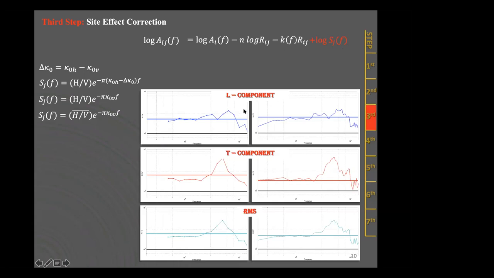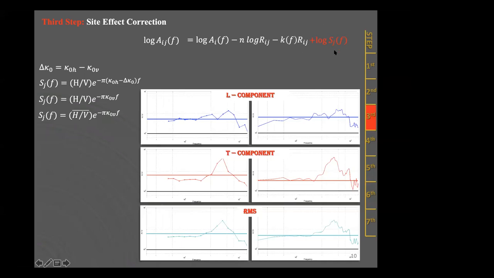So the site amplification can be roughly estimated by taking the average of the H over V spectral ratio. Here you can see the H over V spectral ratio. And we just took the average over frequency. And you can see that here. And this part of kappa is already incorporated here. So the SJF function has to be estimated by this equation, right?